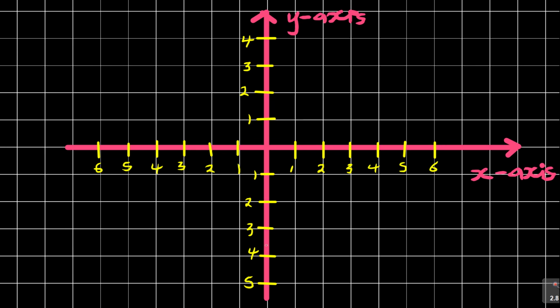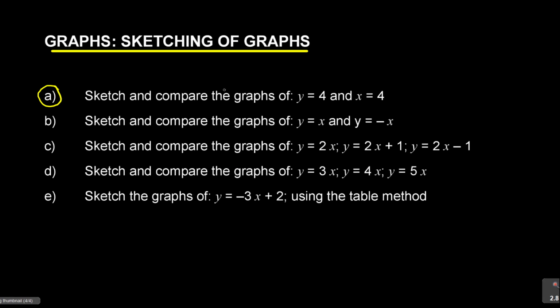Now let's come back to the actual part. We said the right is positive and the up is positive. The left is what? Negative. Then you put negative, negative, negative, negative, negative, negative. Down again is negative. You do that. So these are very important. So now you have your Cartesian plane. From here, we start sketching. They want us to sketch and compare the graph of y is equal to 4, x is equal to 4.